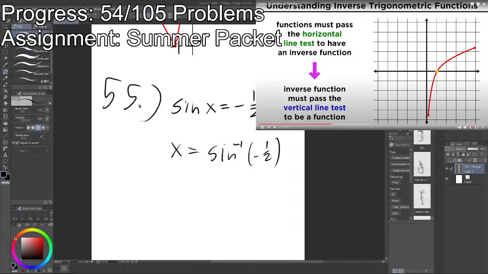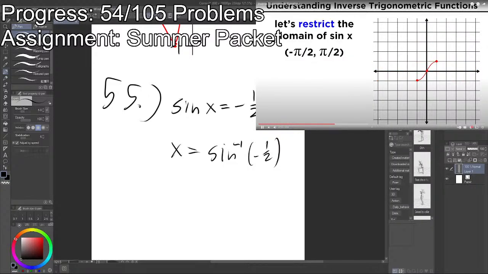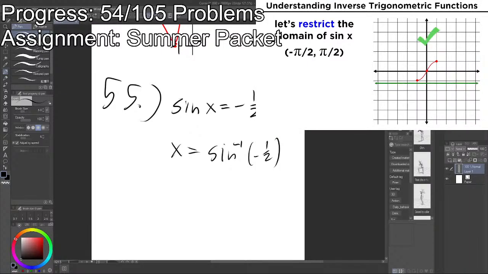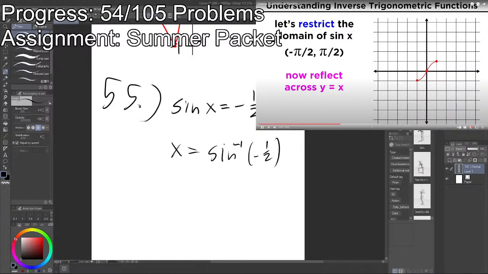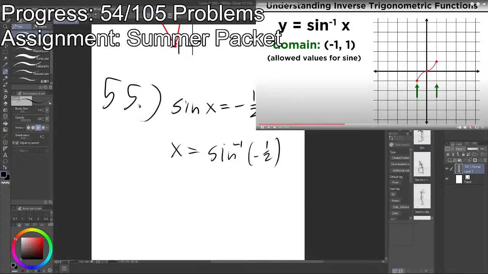So sine x as a whole does not have an inverse function, but we will instead look at a restricted domain for this function, from negative half pi to half pi. This section does pass the horizontal line test, and it is the inverse of this section that gives us the inverse sine function, which will look like this. The domain of this function will be -1 to 1, because those are the only sine values.